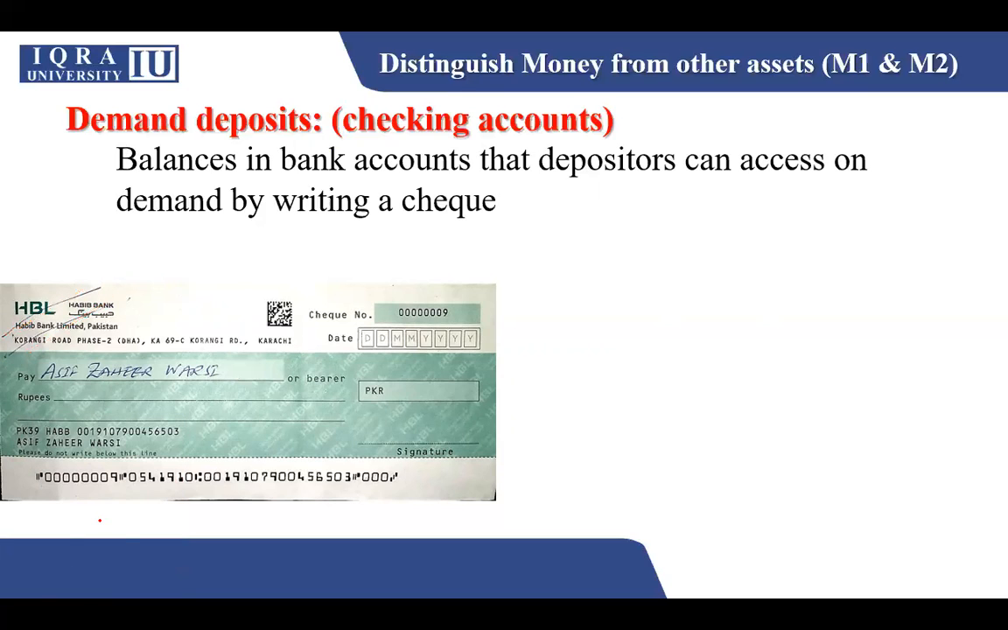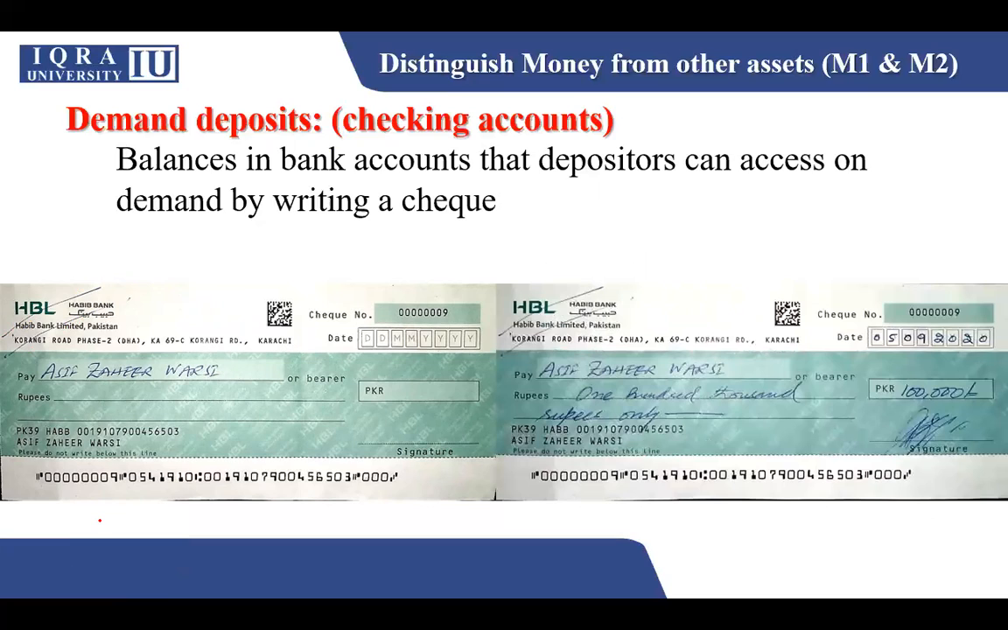So we are learning some other terminologies too. When you are writing a check, you will write something like this: the name, how much amount. Here it is written in words, 100,000 rupees only, and in numbers also. PKR means Pakistani rupee.